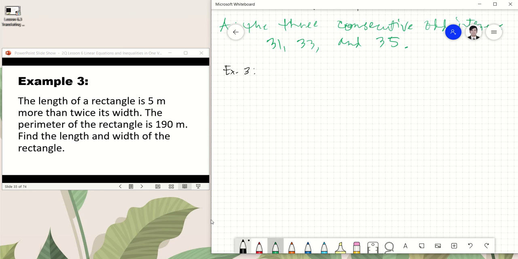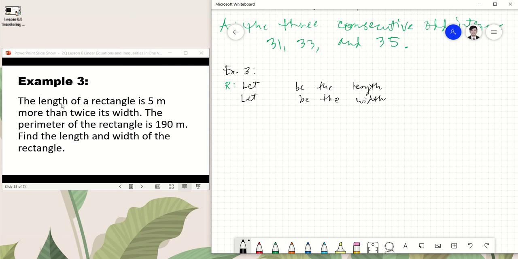So you start with representation. And ano yung hinanap natin? Yung length at saka width. So meron tayong dalawang representation. So let blank be the length and let blank be the width.